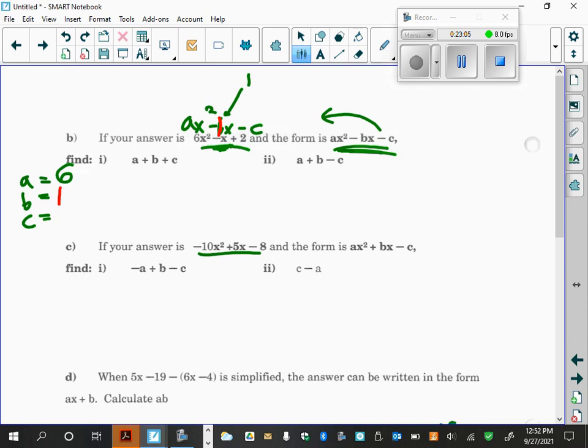And c, what number do I put in for c to get plus 2? If I put 2 in, do I get plus 2 here? No, I get subtract 2. So I need the other one. What's the other option? It's either 2 or negative 2. Okay, if I put negative 2 in here, then I get subtract negative 2, which is your plus 2. Okay, now we just add them all up here, so 6.